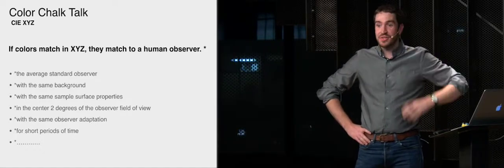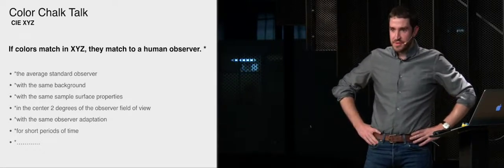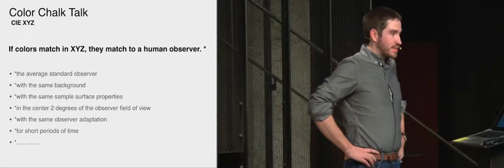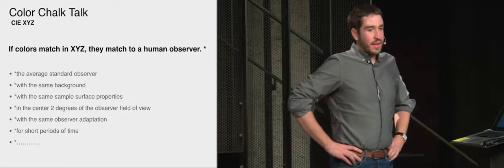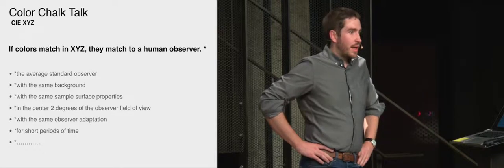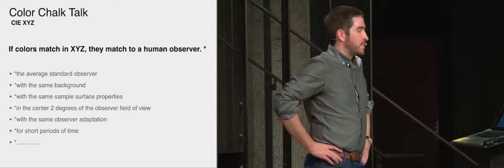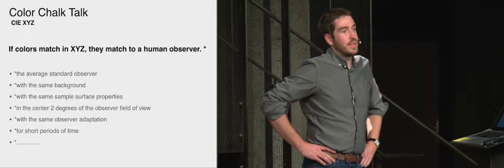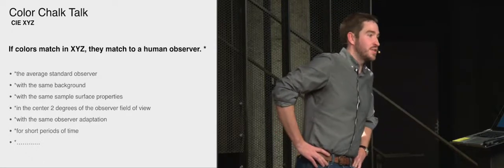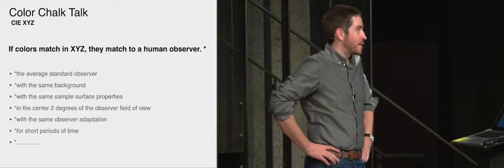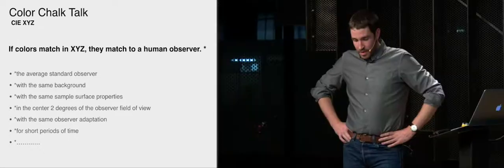In 1964, they tried again. They brought a whole bunch more observers in. They set up more experiments. They really tried hard. And they came up with a new color space, and no one really adopted it because people were used to using 1931. They said, I'm getting results that make sense. Why should I change? And so it sits around, and there's this great data set that nobody uses.